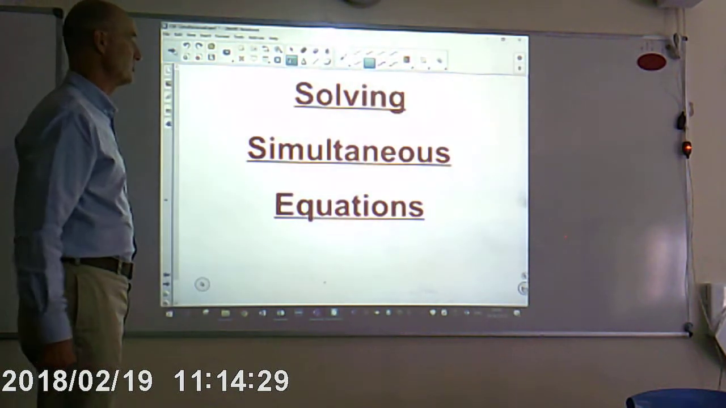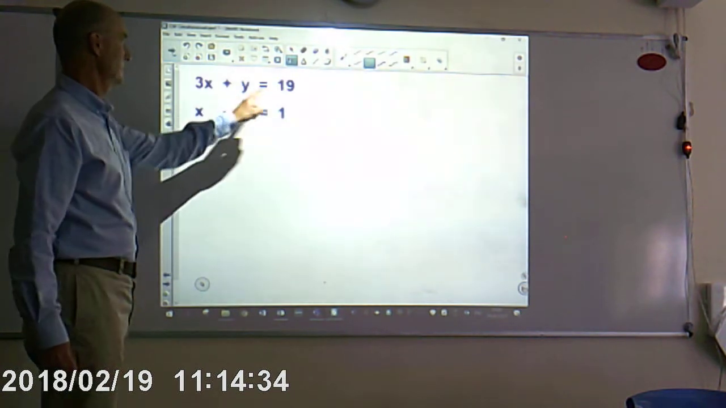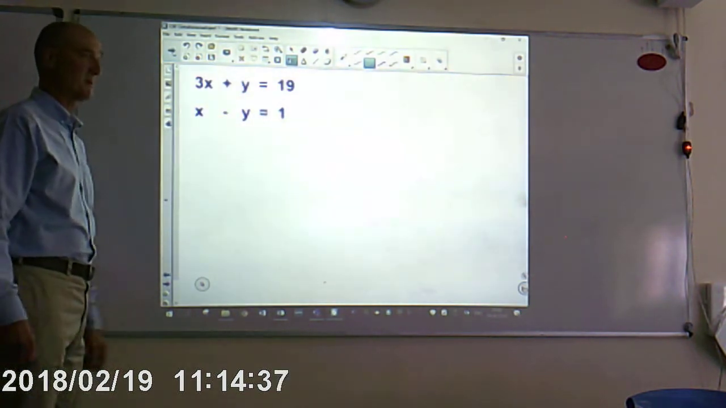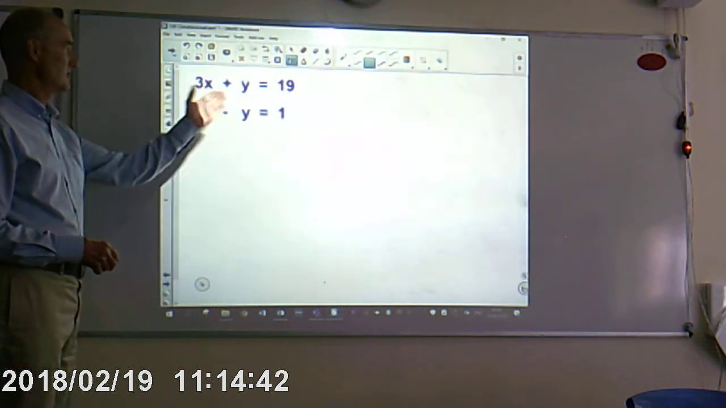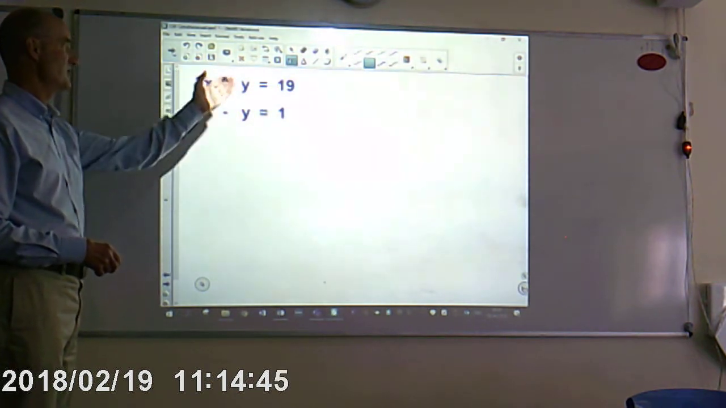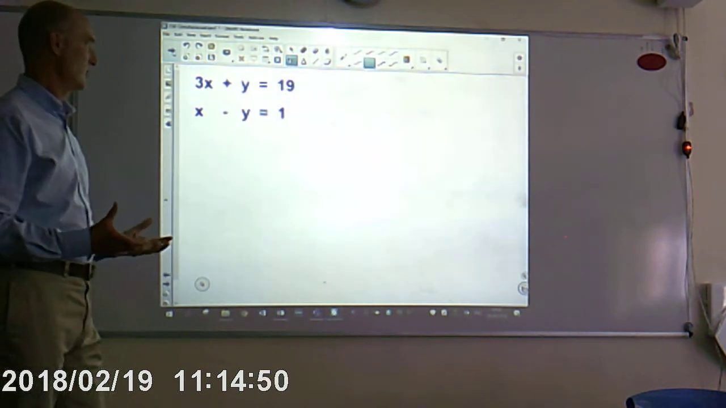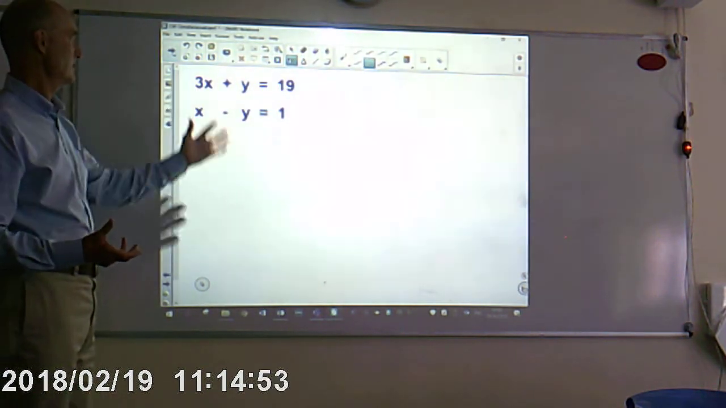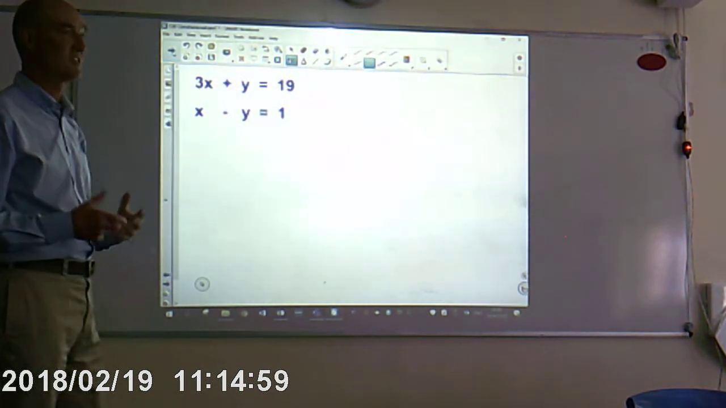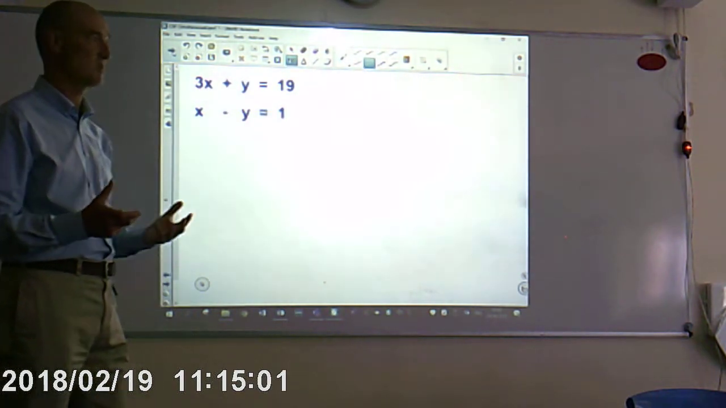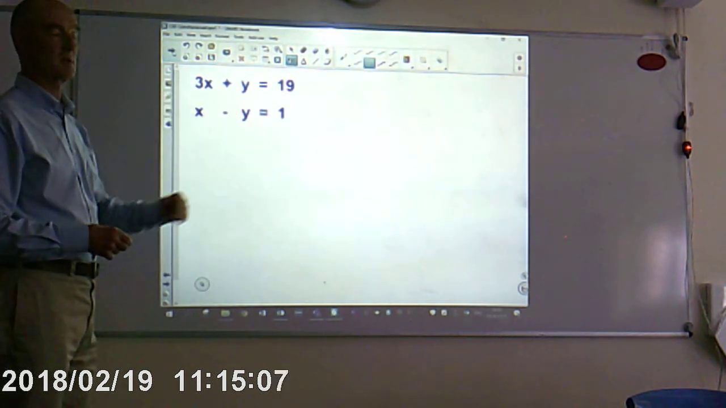Now, simultaneous equations. What's different about them? 2 different equations, but we've got a complication here. We've got 2 different variables. In this example here, we've got x's and we've got y's. Now, the method that you know for solving an equation, getting x on its own, or indeed getting y on its own, we can't apply it to either of these equations. What we have to do is work with the two equations together, simultaneous equations. We're working with them at the same time, simultaneously. We've got to get a value for x, but we've also got to get a value for y.